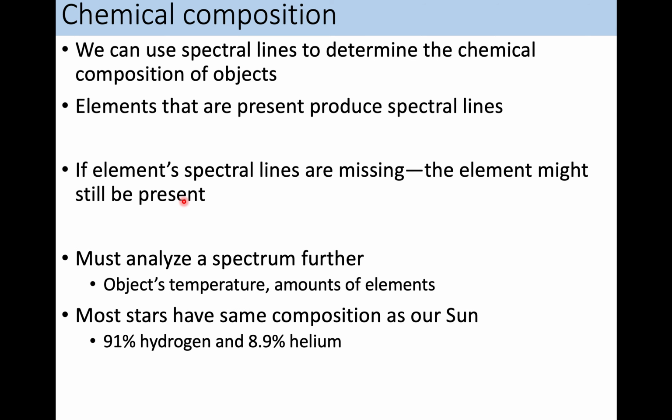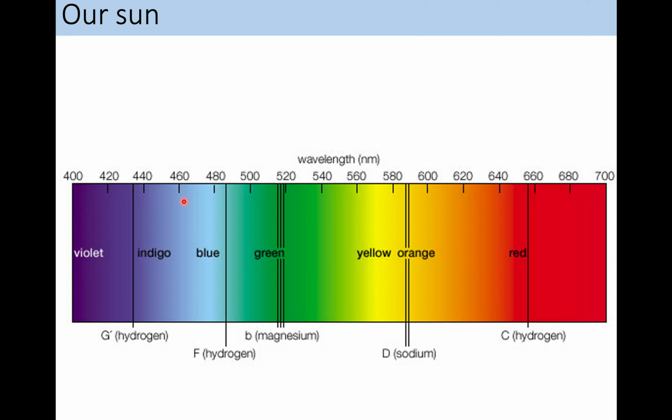So it's not just the spectral lines that are important. We have to analyze even further and look at the object's temperature, as well as the amount of the element that's present. So most stars have the same composition as our sun. Our sun is a very average star. Most stars are almost all hydrogen and then a little bit of helium and a teeny tiny bit of a few other things. So most stars are 91% hydrogen and almost 9% helium.